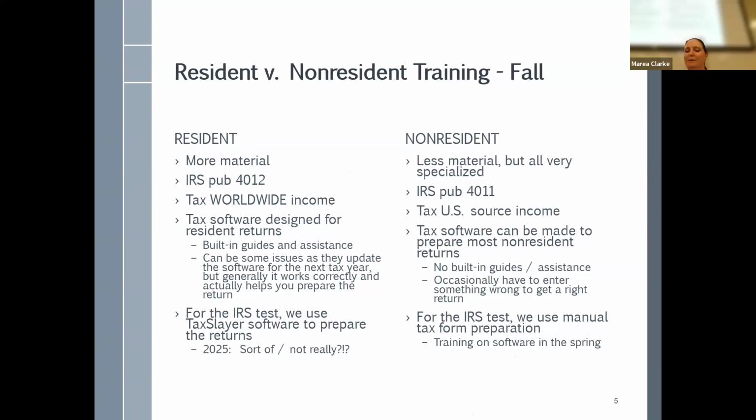The residents, I already talked about this, they're taxed on their worldwide income. The government doesn't care where it's coming from. They still want their piece of it. Non-residents only have to pay tax on U.S. source income, so money they earn working here in the U.S. or from sources here in the U.S.